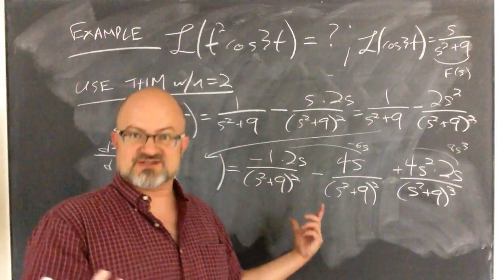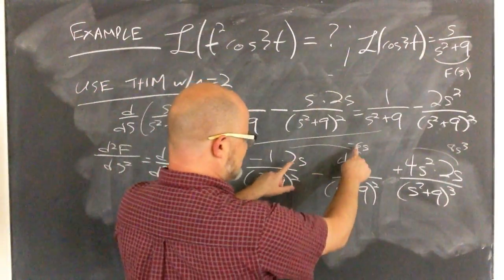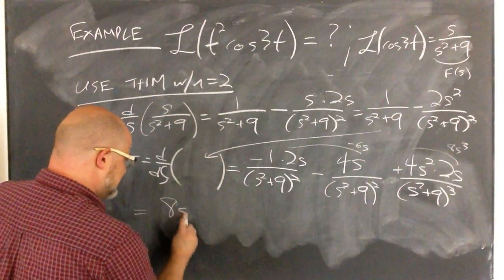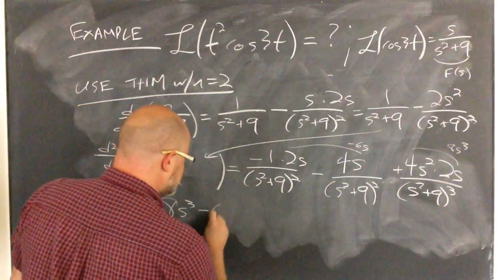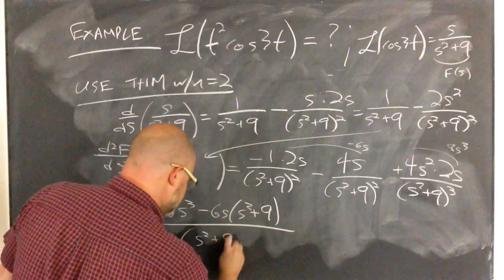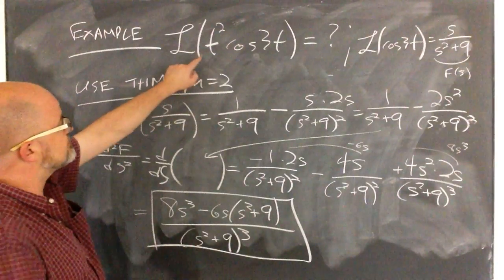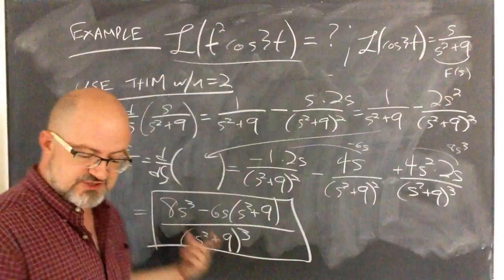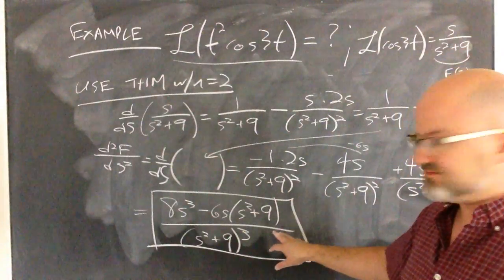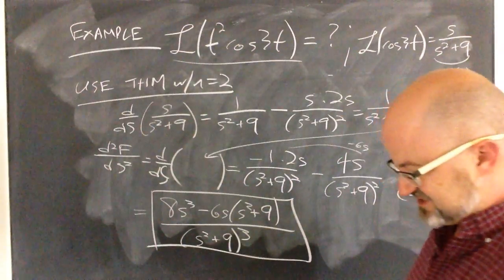And now I will connect with your method of doing this with the quotient rule. I need to get a common denominator, so I'm going to multiply minus 6s by s squared plus 9. So this is going to be 8s cubed minus 6s times s squared plus 9, divided by s squared plus 9 cubed. That's the answer. That's the answer to the Laplace transform of that. And we took care of the negative 1 squared by not doing it, because it's n equals 2 in the theorem. So you pause it here, see if that's what you get. Hopefully I didn't make any mistakes.